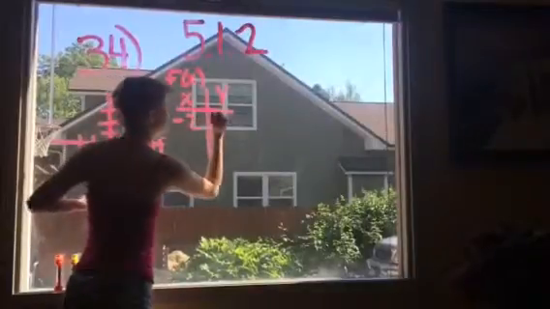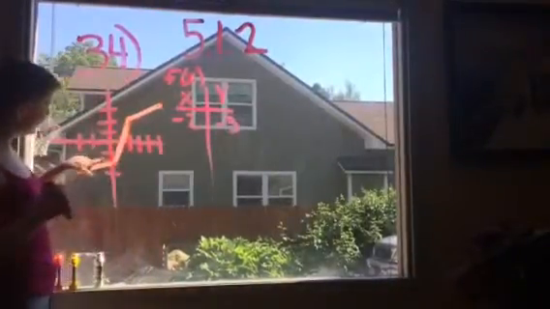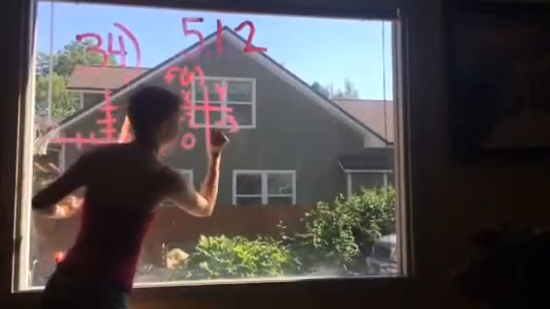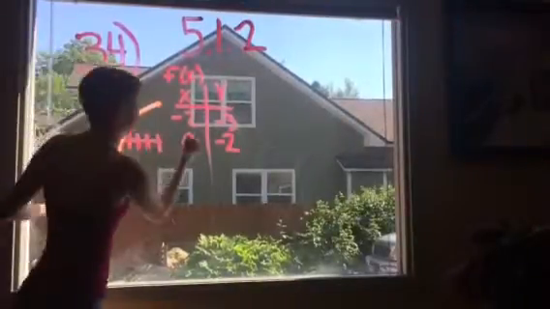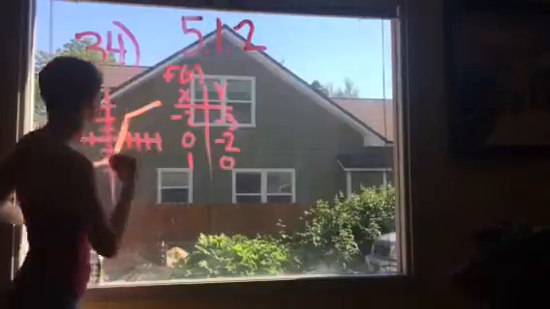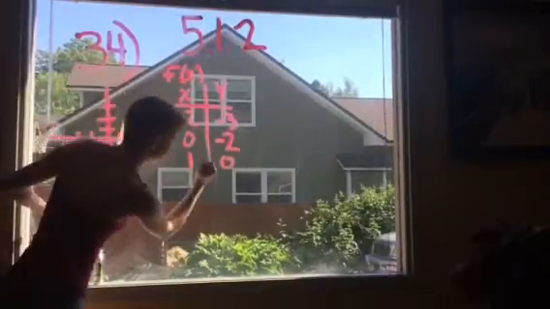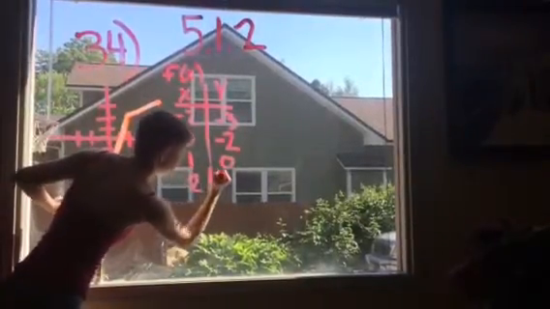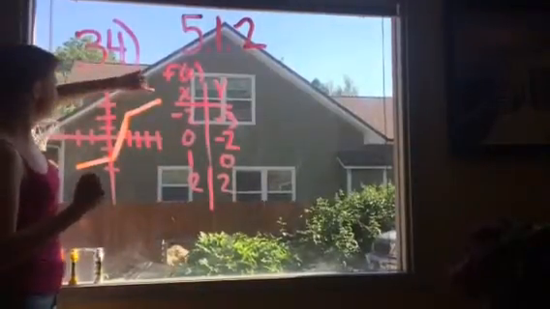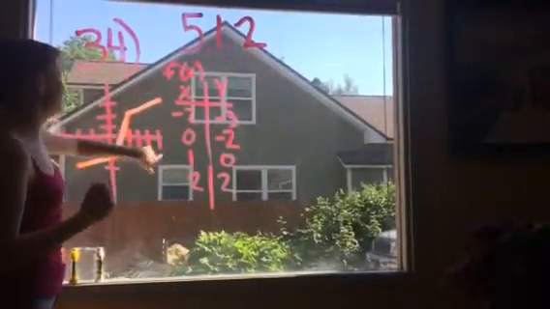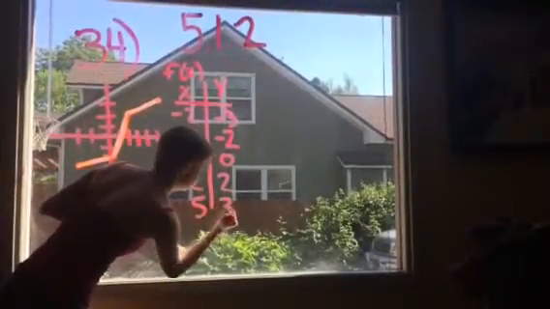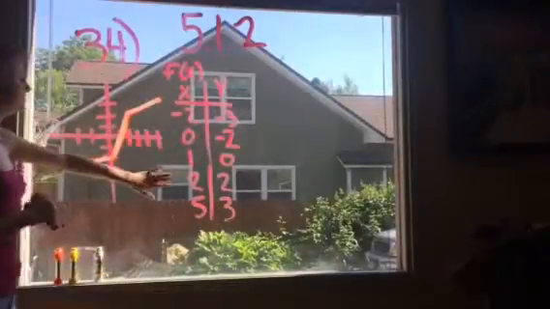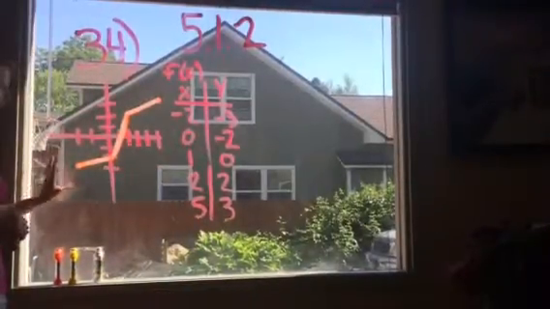And then this point is at 0, -2. This point is 1, 0. This one is 2, 2. And this last one is at 5, 3. Okay, so these are all the points for the original graph.